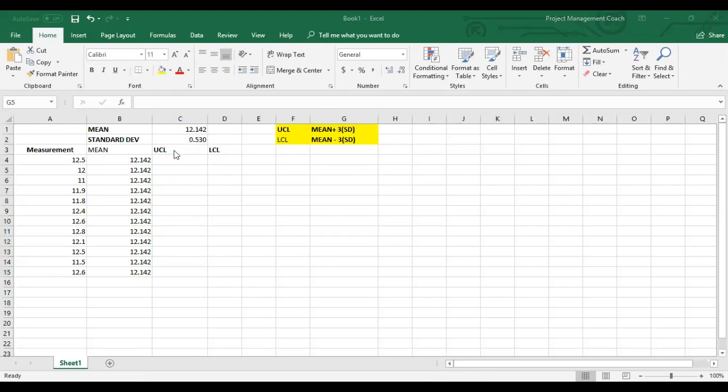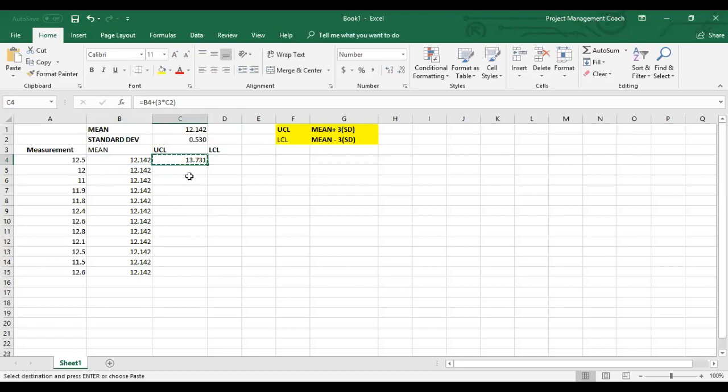All right, now it's time for us to populate what the UCL and LCL will be. So let's go ahead and do the UCL first. The UCL is going to be the mean. So do equals mean, as you can see in the formula up there, mean plus 3 standard deviations. So that's mean plus brackets 3 times standard deviation, whatever it is, close the brackets, hit enter. And that gives us 13.731.